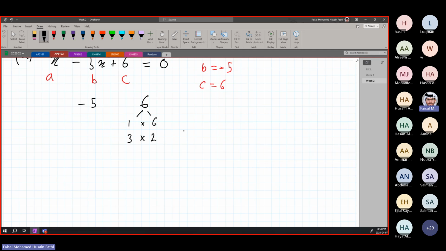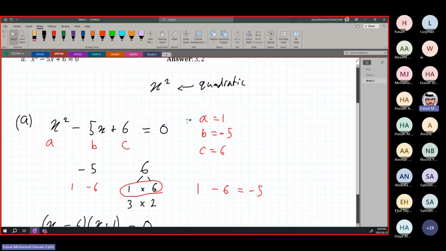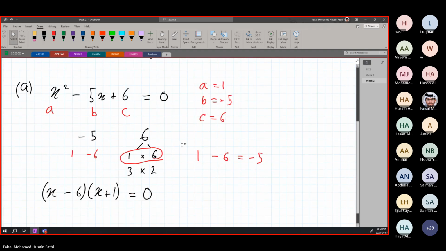Now, what else do we need to check? We need to check minus 5. Which 2 numbers, if you add or subtract, are going to give us minus 5? It is the 1 and 6. When you do 1 minus 6, you're going to get minus 5. So we know that it's going to be 1 and minus 6. All right. So simply we could just factorize it this way. It's going to be x minus 6 times x plus 1 is equal to 0. So the solutions are going to be 1 minus 6 is minus 5.